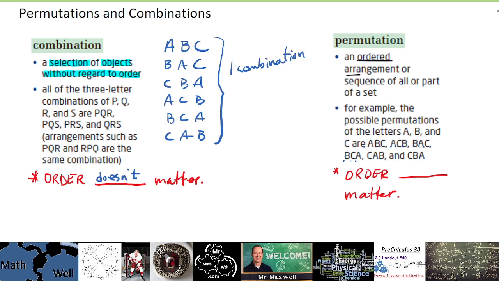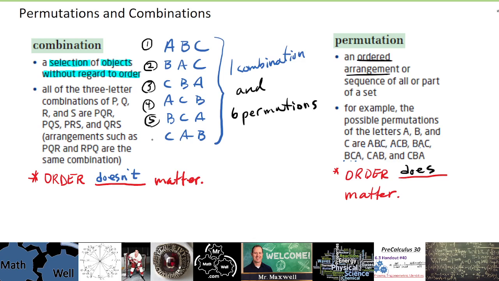Ordered arrangement means that order does matter. So if we looked at the same set of A, B, and C, even though this is one combination, this is actually also 6 permutations, because when we're talking about permutations, order does matter. So ABC is one permutation, BAC is a second, CBA is a third, and so on: 4, 5, 6. So when order matters, you use permutation. When order doesn't matter, you use combinations.